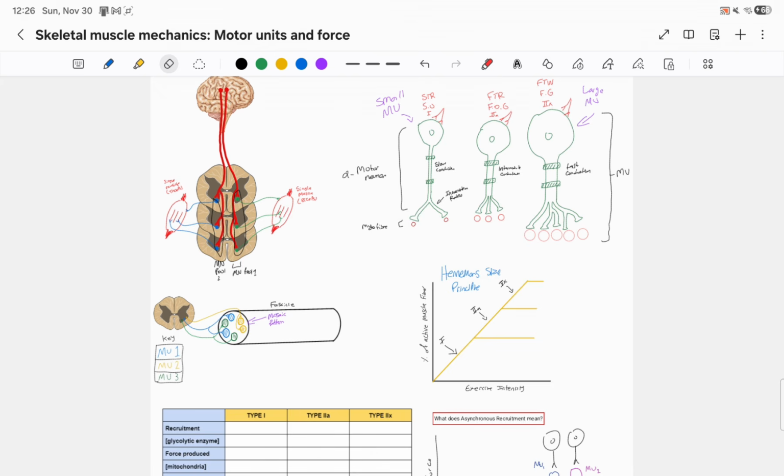And if you're saying that, okay, well, let's not do a one-to-one neuron ratio, let's just have a singular neuron branch out and innervate every single fiber in the entire muscle.